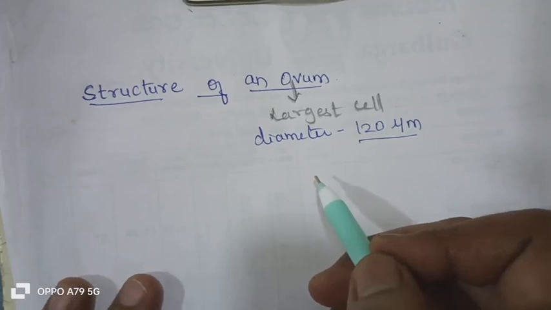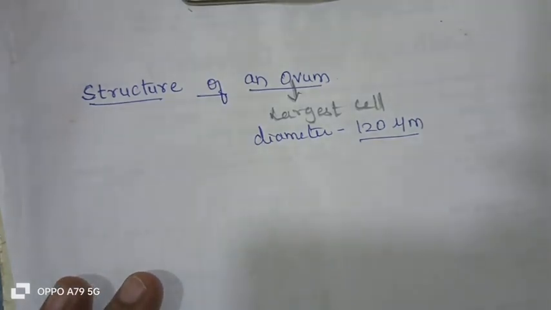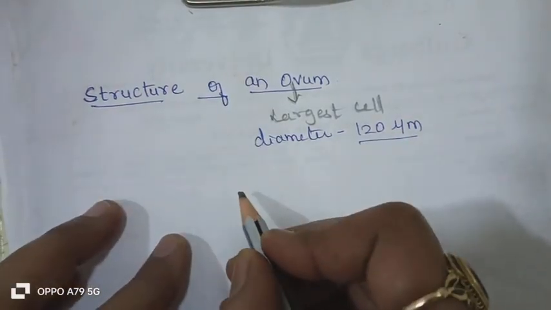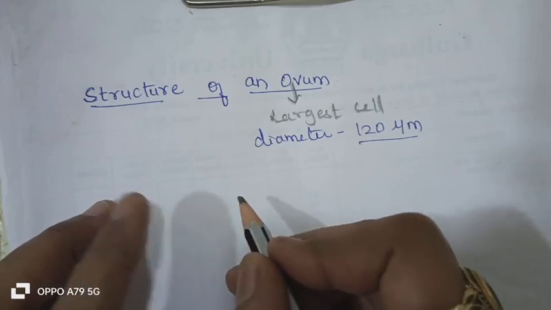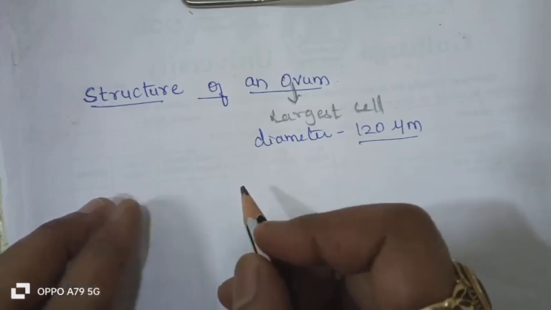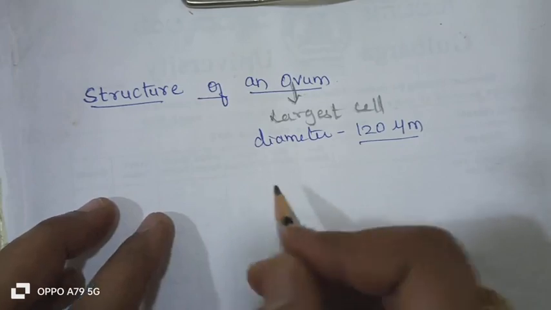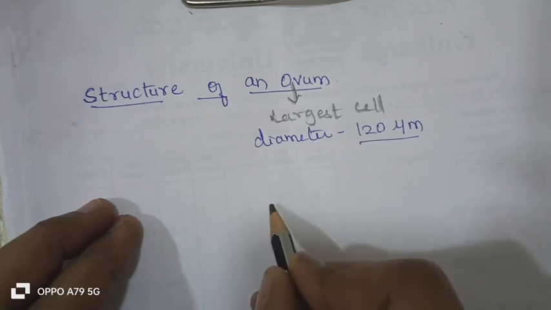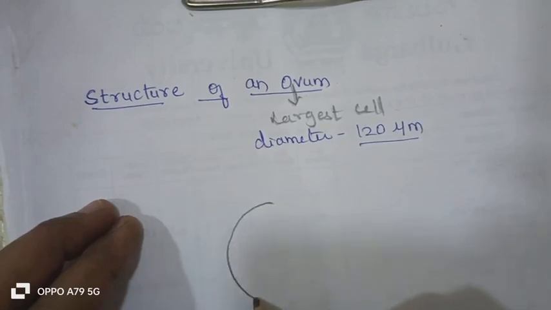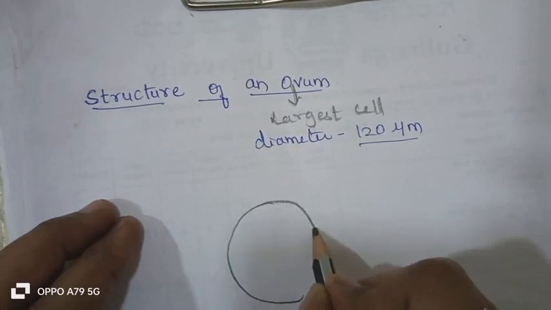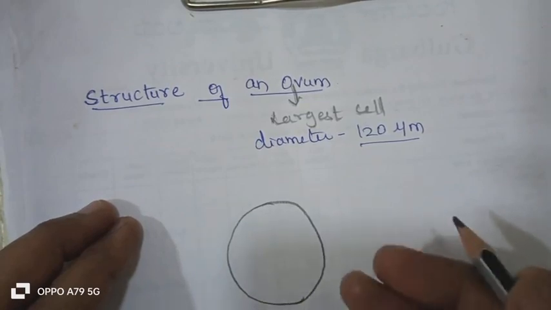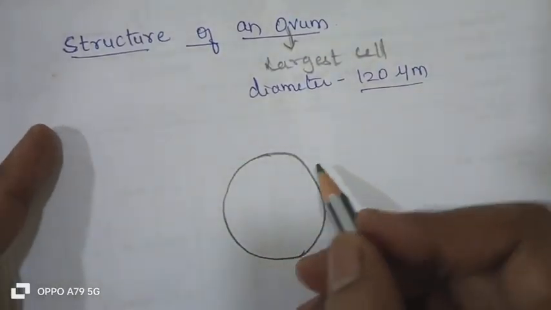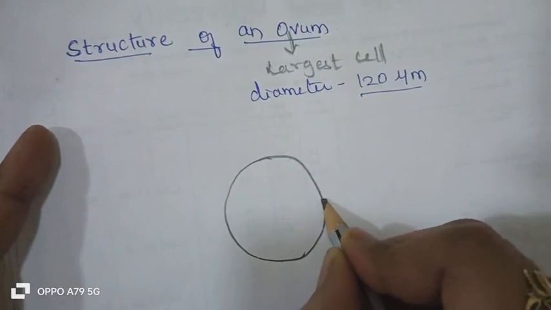So now, how to draw the structure of an ovum? I suggest you all carry a book, my notes, with paper, pencil, and eraser. Now, as we are going to draw the structure of an ovum, because we are saying this is a cell, it means this cell consists of a cell membrane. Am I right?